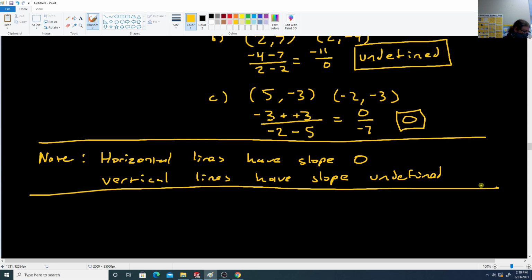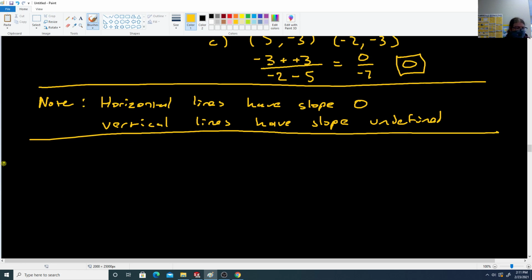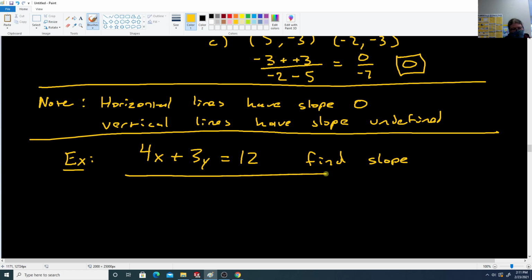All right, so next they want us to give us an equation and ask us to find the slope of a line. So for this example, we get 4x plus 3y equals 12. They want us to find the slope. So to do that, we're going to get it in the form y equals mx plus b, and we'll just identify what's the letter sitting in front of x.